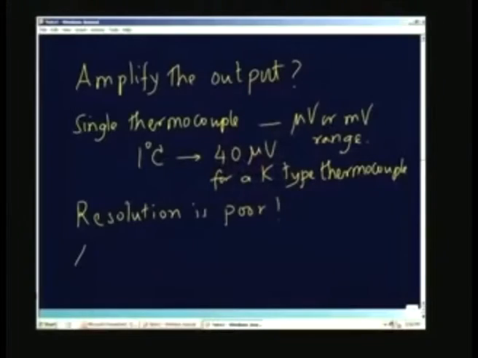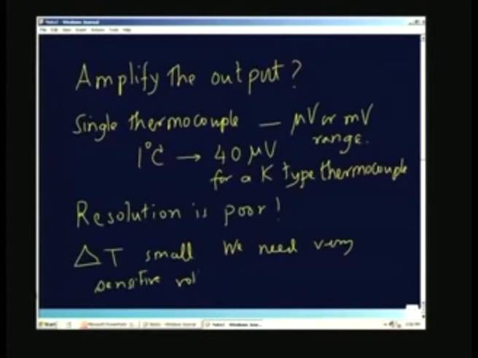So, if delta T is small, we need a very sensitive voltmeter. So, that is the problem. Now, can we improve this situation? For that, let us look at what are the possibilities.